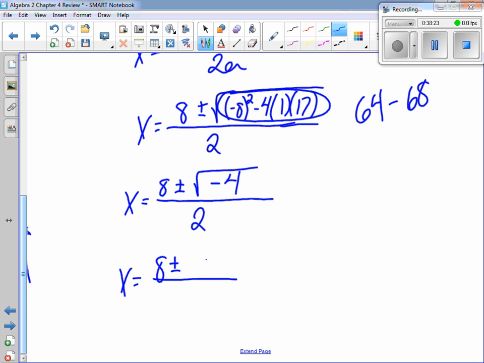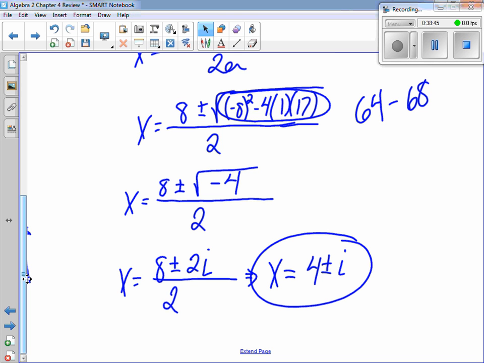Well, the negative is going to come out as i. The square root of 4 is 2, and this is over 2, yes? Well, will both of these divide by 2 evenly? 8 divided by 2 is? And 2 divided by 2 is? And that's it.